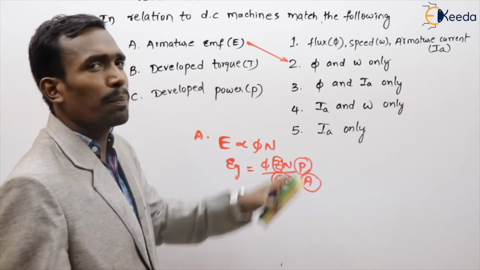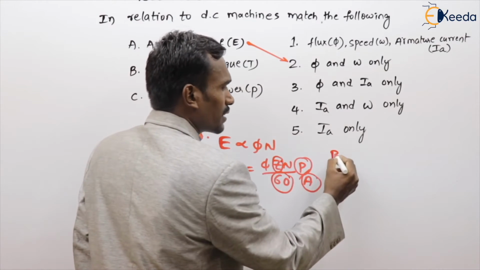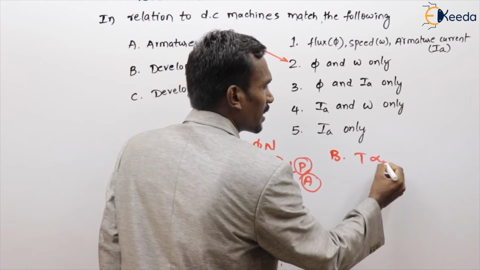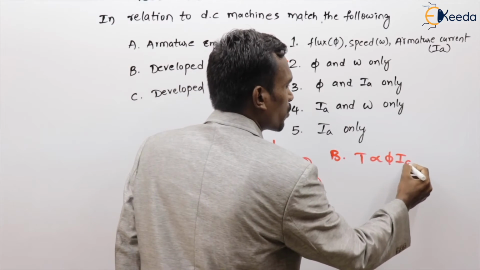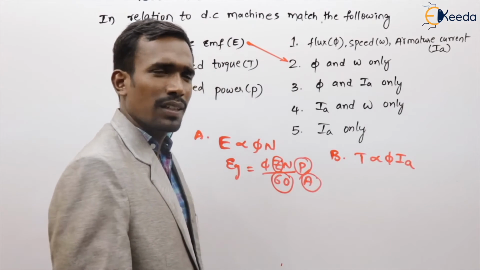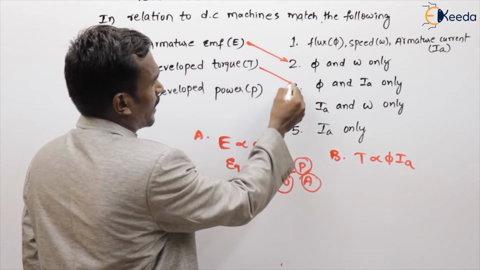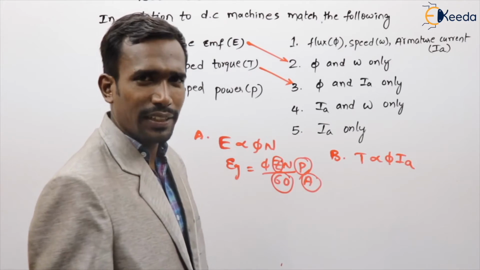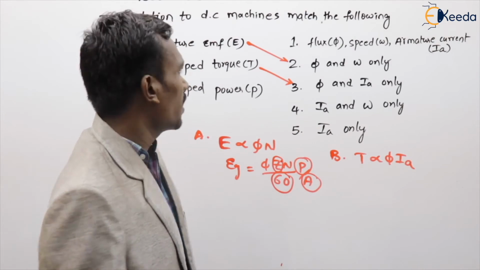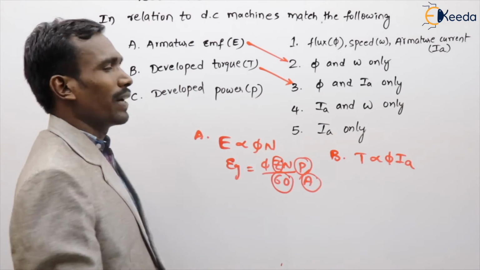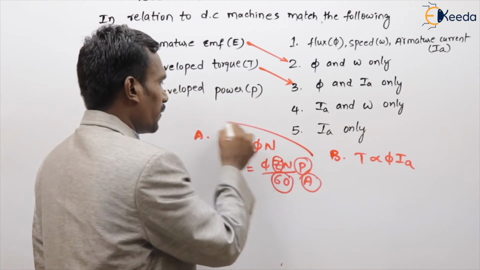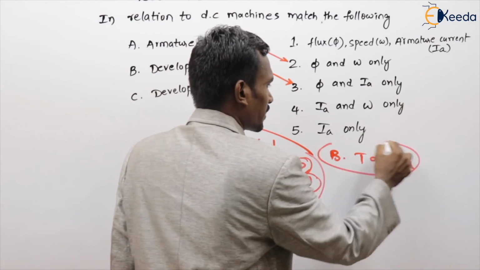Next, the second one, developed torque. The torque is directly proportional to phi into Ia. We know that. This is a very simple thing. And next one, developed power.